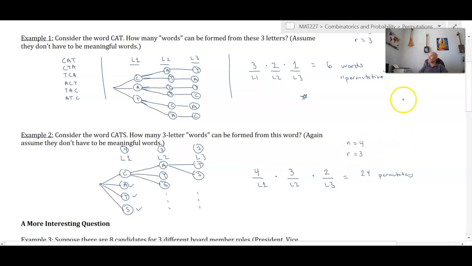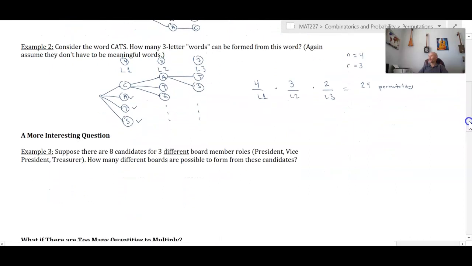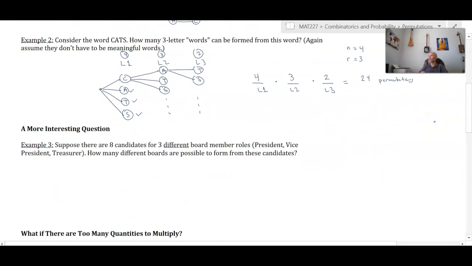So here's a more interesting problem. Of course, we're not often interested in looking for rearrangements of letters, but again, it illustrates the idea of counting. So let's just put this instead of letters. Let's say that we have 8 candidates. And instead of selecting 3 letters from 8 letters, let's say we're going to try to fill 3 different board member roles: president, vice president, and treasurer. So we have a pool of 8 people. From them, we want to select 3 of those people.